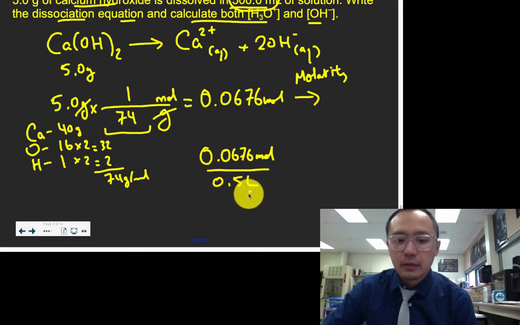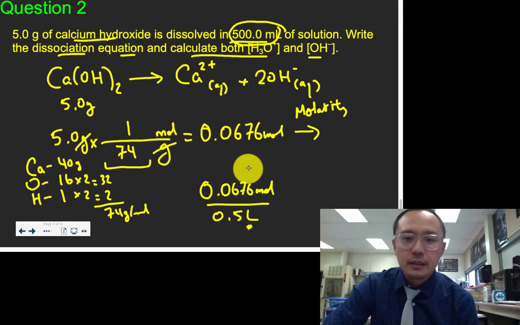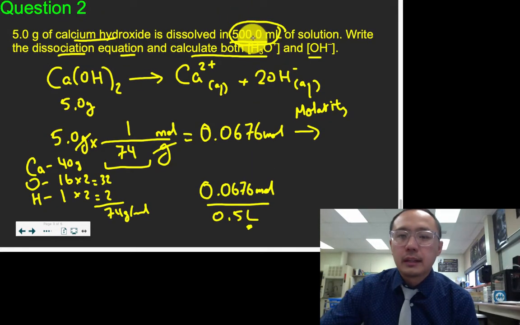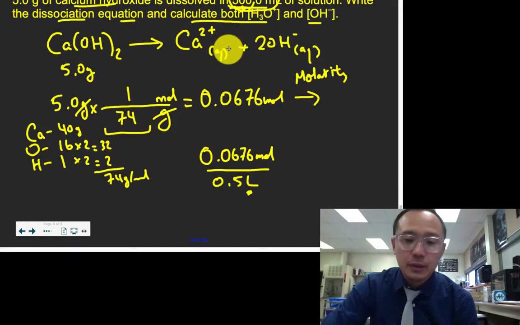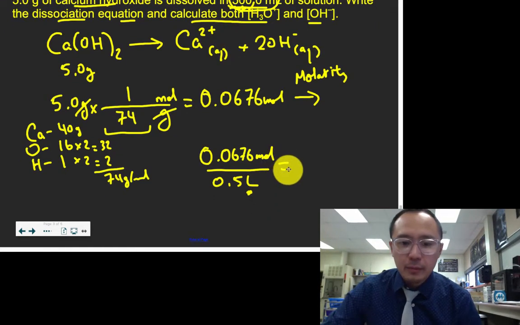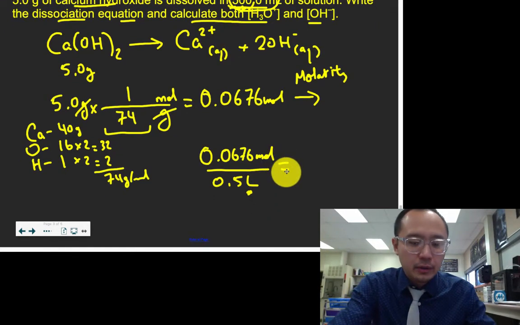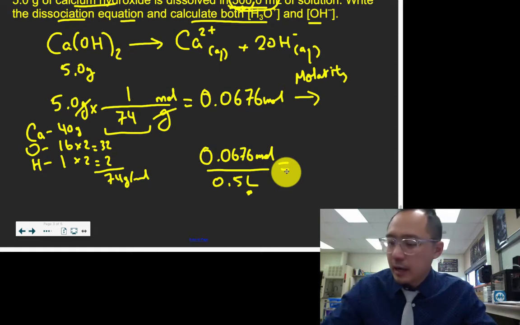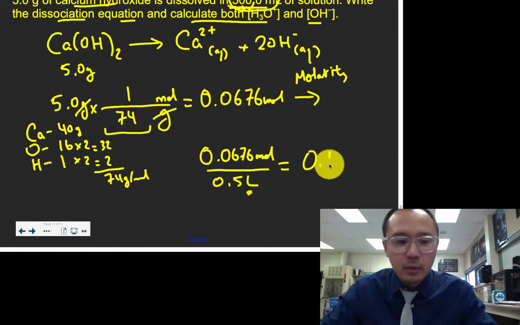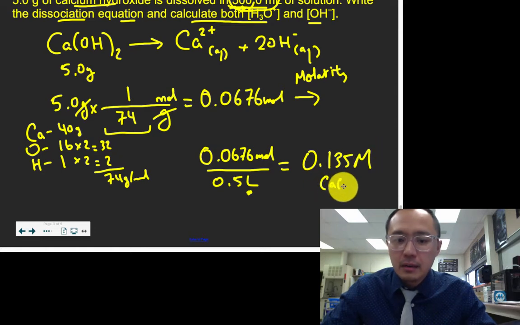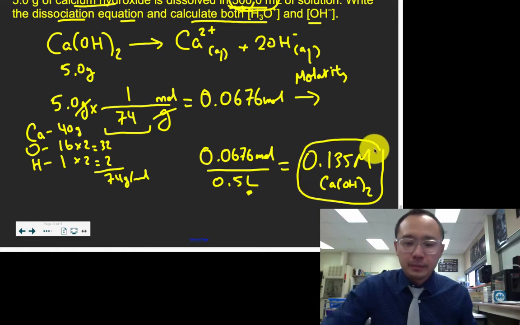So where's this liters from? I converted this milliliters by moving the decimal place 3 times to the left to get liters. So let's get my molarity, because we're working with concentration here. Divide by 0.5, and my answer is 0.135 molar. This is Ca(OH)2. So now we know what we're working with.